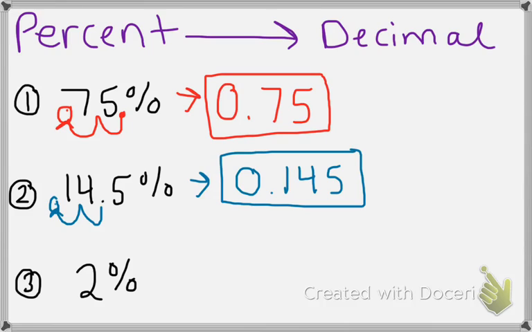Next one we have 2%. We do the same thing. We take our decimal point that was invisible, but now we see it, and we move it 2 spaces to the left: 1, 2. When we do that, we end up with an empty loop, and in that empty loop, we put a 0. So our answer is going to be 0.02 or 2 hundredths.